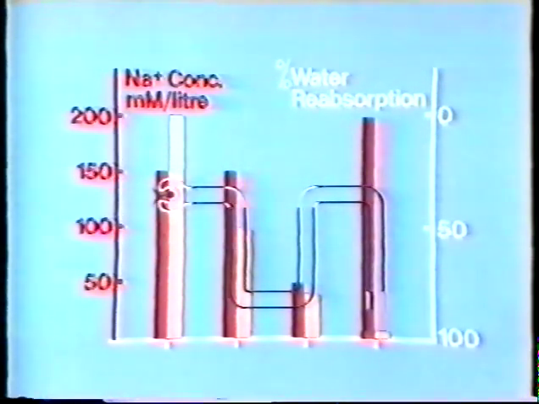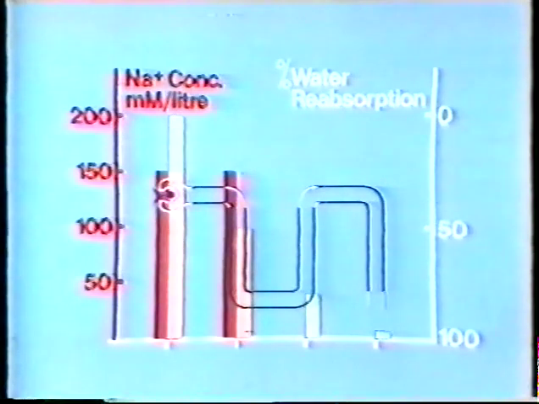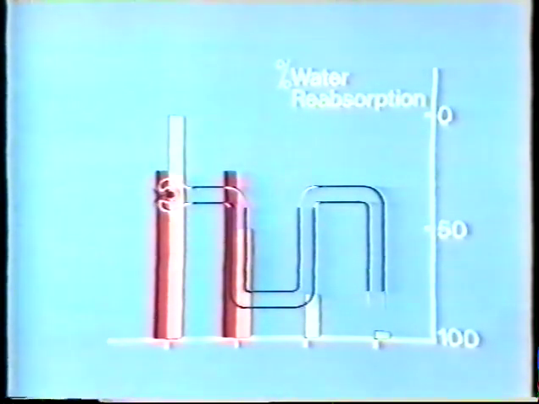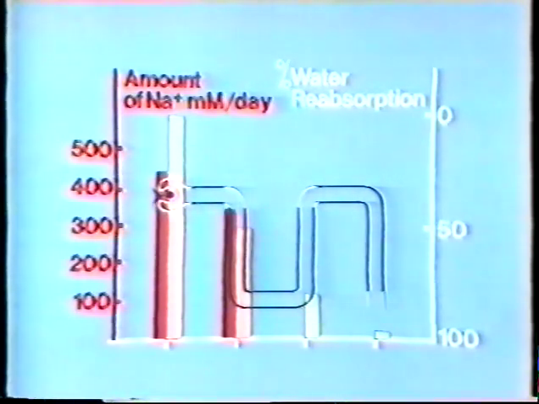But this graph is deceptive. For example, if we look at the figures for plasma and for late proximal tubule, the concentration of sodium is the same in both cases, in other words 150 millimoles per litre. But remember that by the late proximal tubule, 50% of the water has been reabsorbed. For the sodium concentration to be the same, we must therefore have reabsorbed 50% of the sodium. So although its concentration hasn't changed, the absolute amount of sodium has decreased by half.